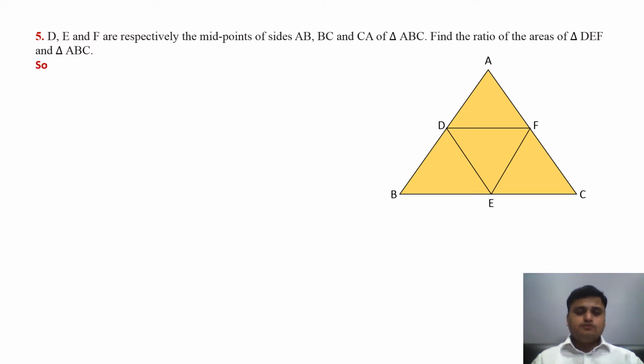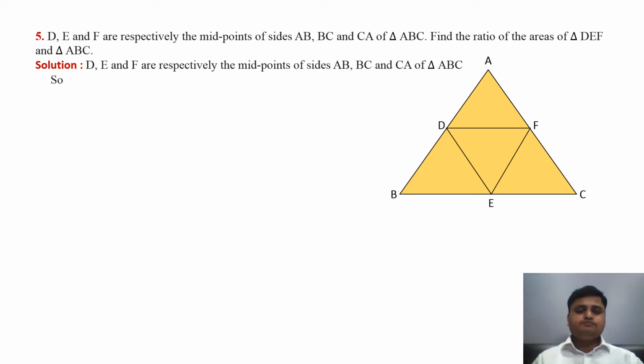Let's begin the solution. How to solve this question? Now you all can see that D, E and F are the midpoints on the sides AB, BC and CA respectively. Then what we will do? We will use the midpoint theorem which we have studied in class 9th. We are going to use this midpoint theorem here.